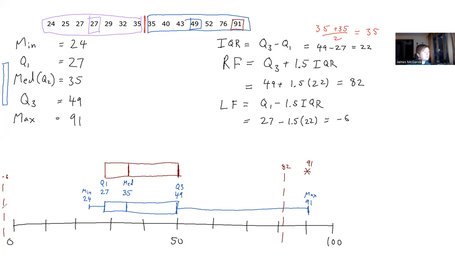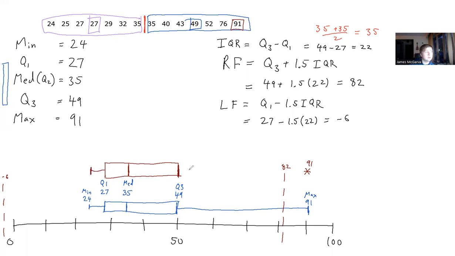What about on the left? What about this fence? Well, anything below this fence gets the same treatment. So is there anything below -6? No. The smallest number is 24. So there are no outliers to the left. So if there are no outliers to the left, then the whisker just goes down to the minimum, and that's that. Goes down to 24, no problem.